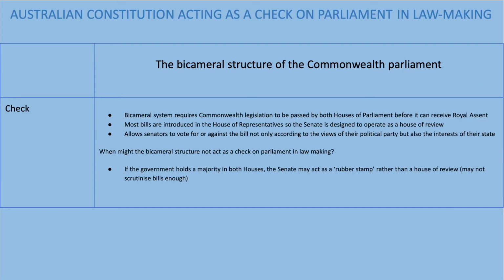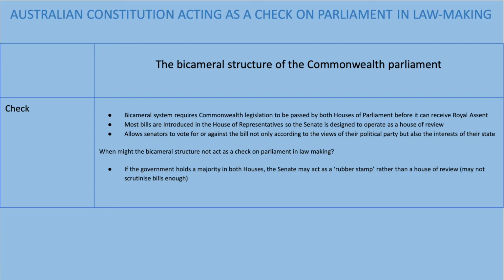Let's begin by looking at the bicameral structure of the Commonwealth Parliament. The Australian Constitution states that the Commonwealth Parliament should comprise two houses. The bicameral system requires Commonwealth legislation to be passed by both houses of Parliament before it can receive royal assent. Most bills are introduced in the House of Representatives, so the Senate is designed to operate as a house of review. This allows senators to vote for or against the bill not only according to the views of their political party, but also the interests of their state.